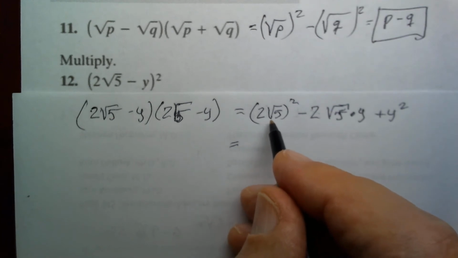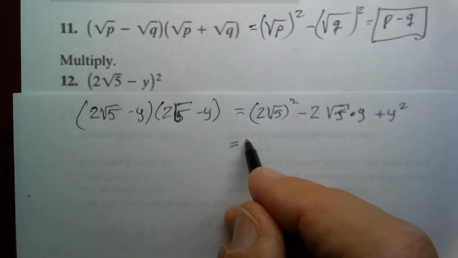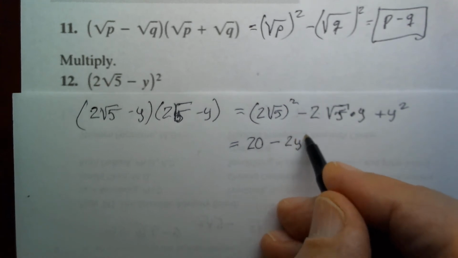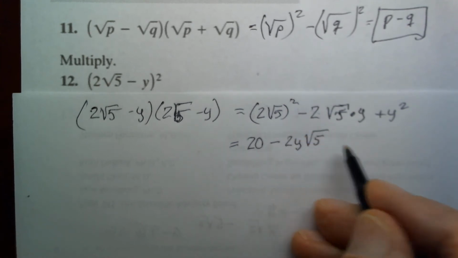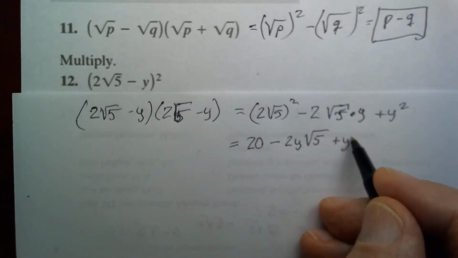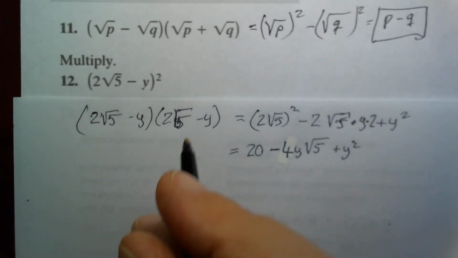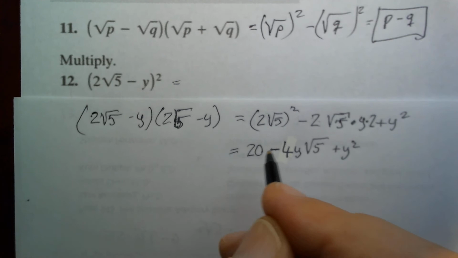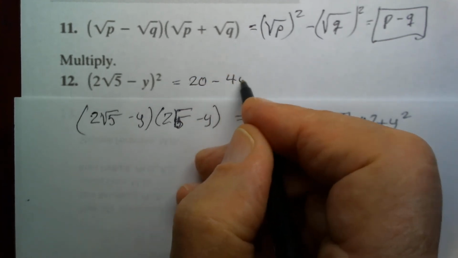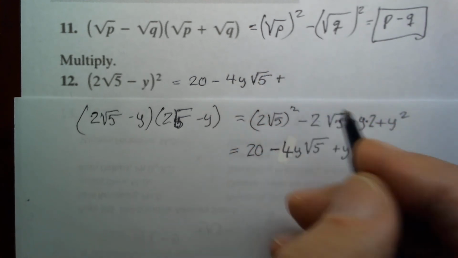And 2 times square root of 5 squared would be 5 times 4, or 20, minus 2y square root of 5 plus y squared. So the answer to number 12 is then 20 minus 4y square root of 5 plus y squared.